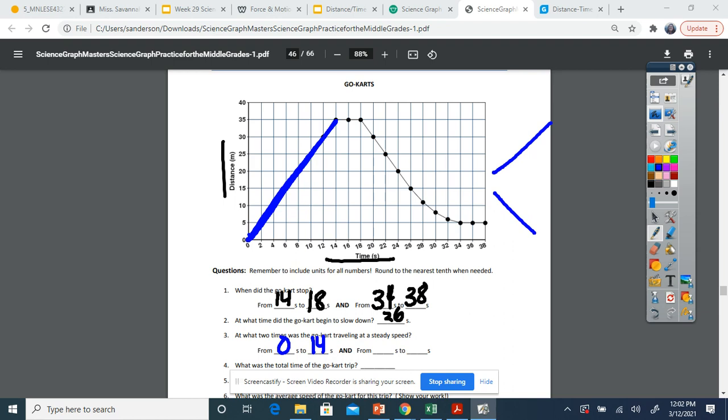And then our other steady speed starts at 18 seconds. And steady, steady, steady. But then right here, you can see that it's not steady anymore because it's not lined up perfectly with these little graph lines. So from right here is when it stops being steady and starts to decelerate. So from 18 seconds to 26 seconds is when it's traveling at a steady speed.